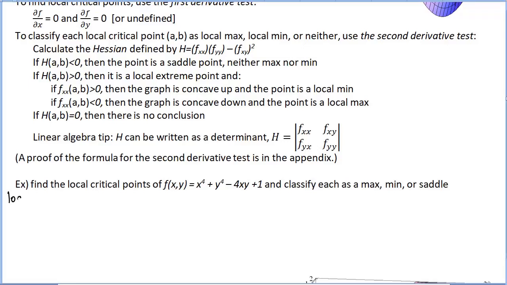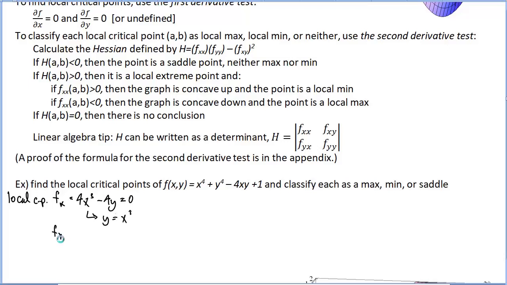First, we're going to find local critical points. So we need fx to be 0, and fx is 4x cubed minus 4y equals 0. And solving that out, solving for y, you'll get y equals x cubed.